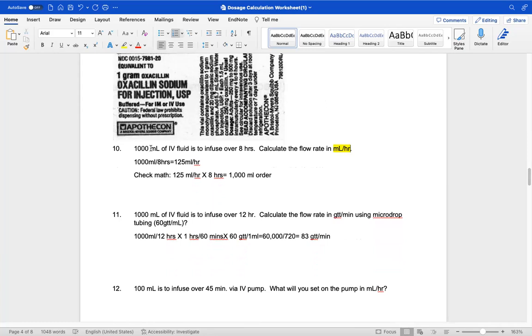So we have 1,000 mLs of IV fluids to infuse over 8 hours. So the amount ordered is 1,000 mLs over the duration, 8 hours. That gives us 125 mLs per hour. Again, how do we check ourselves on this? We take our answer that we just got, we drop it back into the hours of infusion. So we take 125 mLs, multiply that by the 8 hours. The hours here cancel out. That gives us our 1,000 mL order. That means that the 125 mLs per hour is the correct answer.